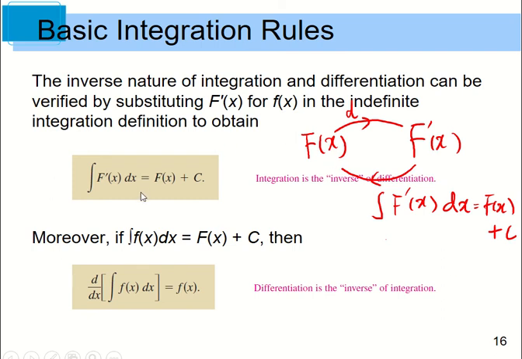So this means that when we put two functions together, whether it's differentiation first followed by integration, or integration first followed by differentiation, we will get back the same answer, the original function. So integration is the inverse of differentiation, and at the same time, differentiation is the inverse of integration. This is the basic concept that we need to know.